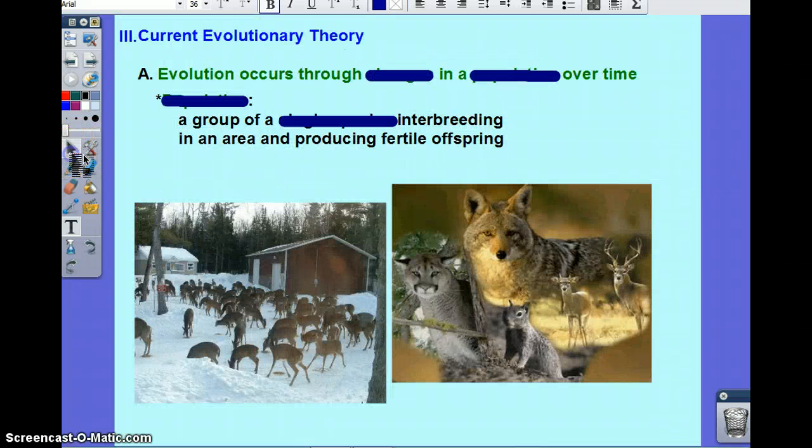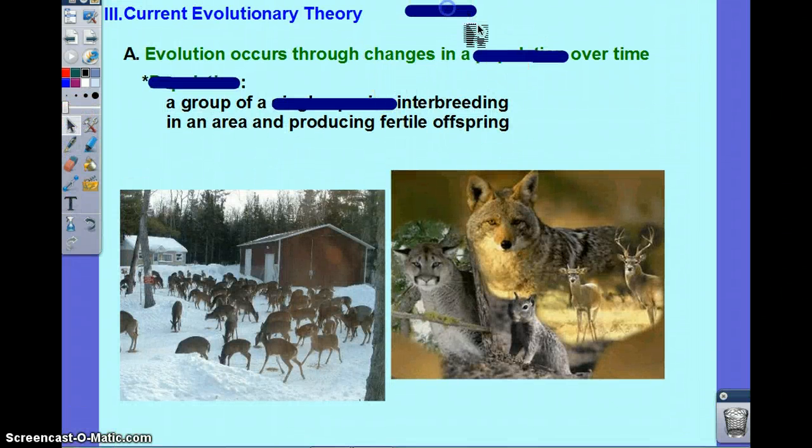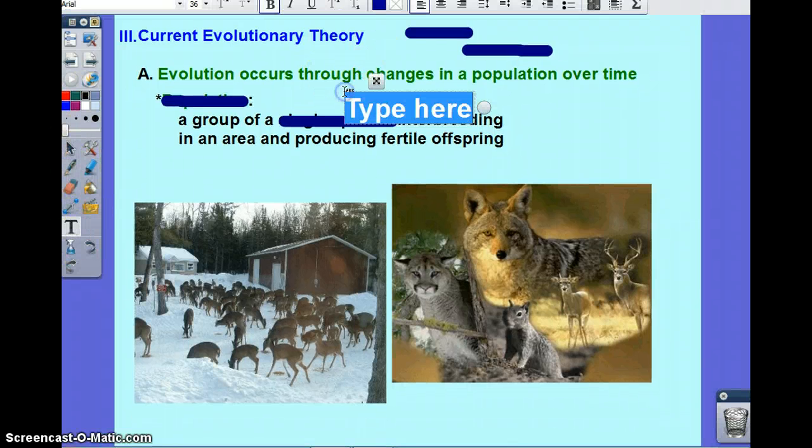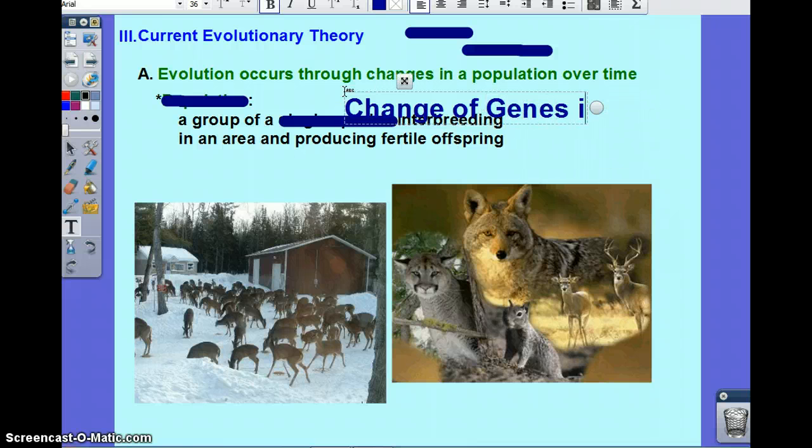So a review again on evolution. Remember, it's going to be a change in a population over time, and it's a change of genetic makeup, and it involves reproduction. Reproduction must happen.